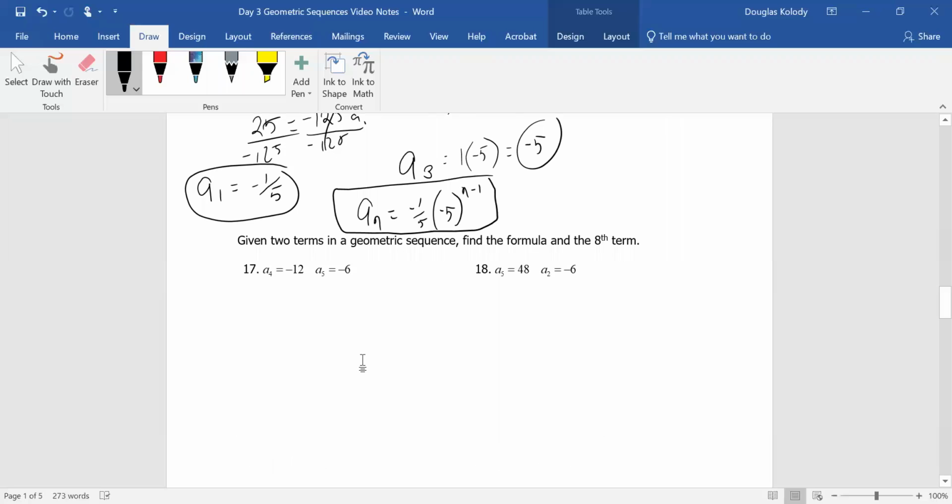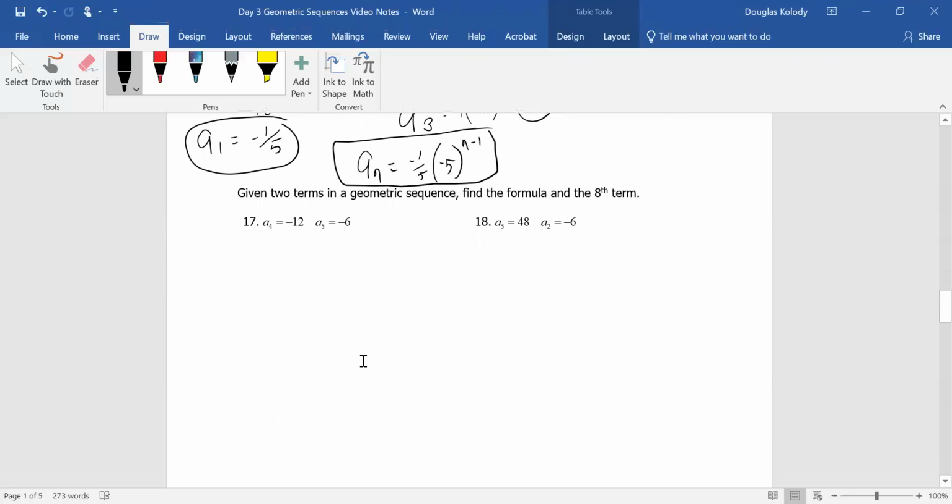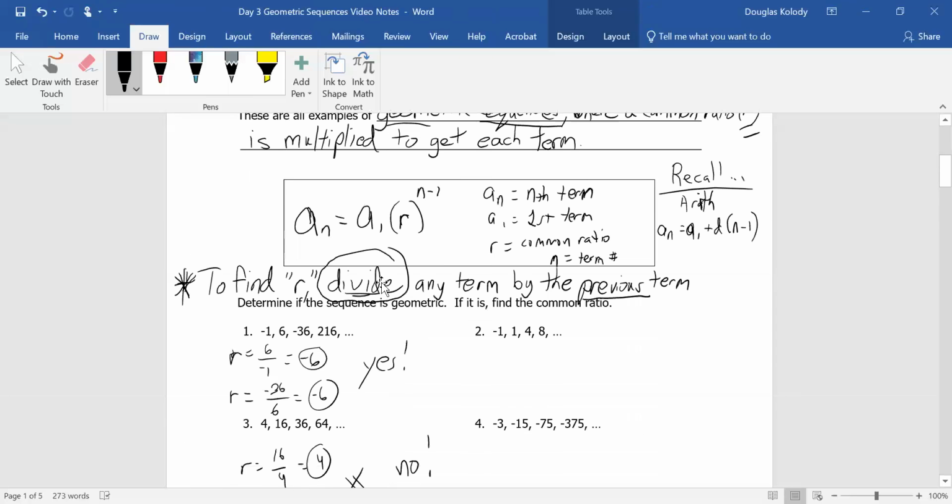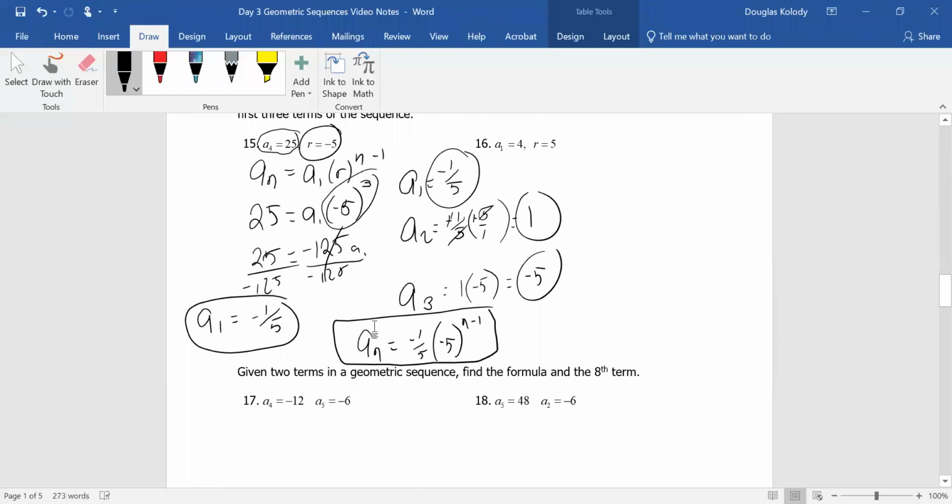Given 2 terms in a geometric sequence, find the 8th term. All right, to be absolutely honest with you, you can tackle these algebraically, or you can tackle them kind of logically. So I'm checking this out right here. The first thing I want to do is find r, the common ratio. Let me scroll back up in our notes. To find r, you could divide any term by the previous term. Let's scroll back down to this problem.